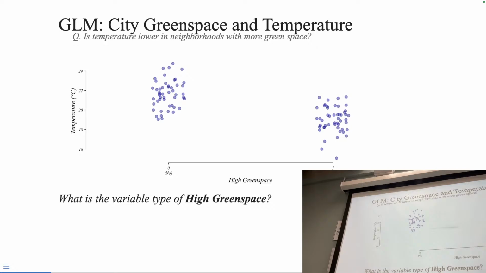And then tell them what variable type neighborhood green space is. And don't just give me the big category, also give me what the subcategory is. We'll take a minute here.